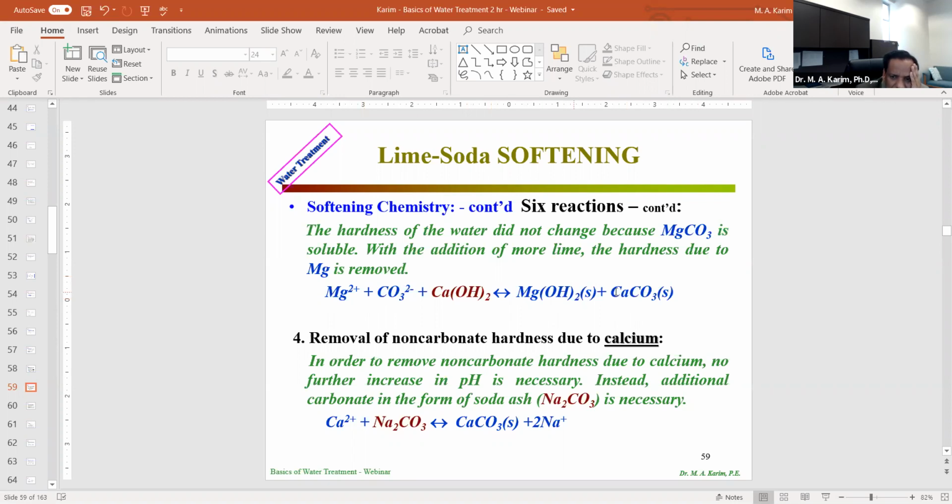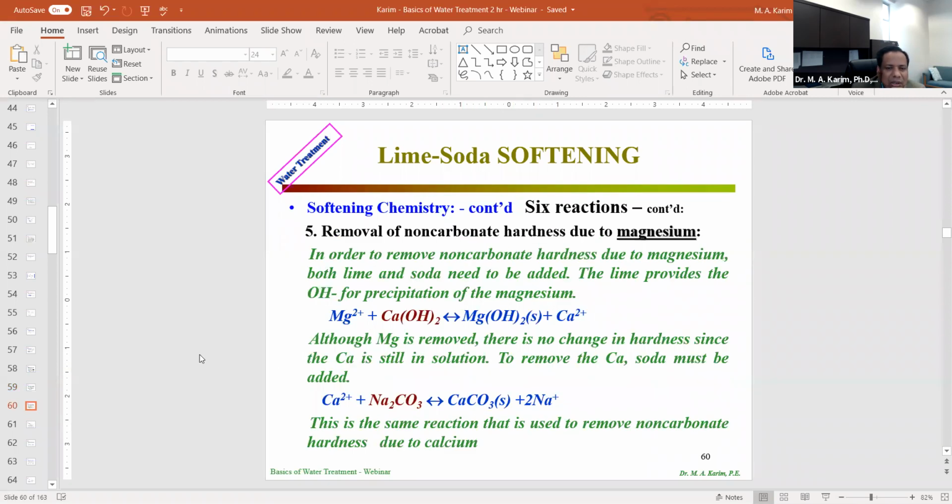In this case, we have both calcium and magnesium being removed. Then the non-carbonate hardness, as we said, we'll be adding the soda to remove. In order to remove non-carbonate hardness due to calcium, no further increase in pH is necessary. Instead, addition of carbonate in the form of soda is necessary. If we have calcium and we add sodium carbonate, sodium is okay, it stays as sodium plus, but calcium carbonate would be solid and would be removed at the bottom.